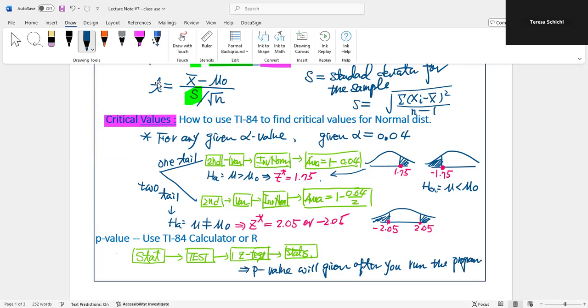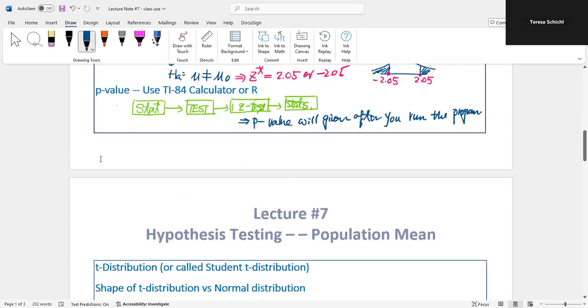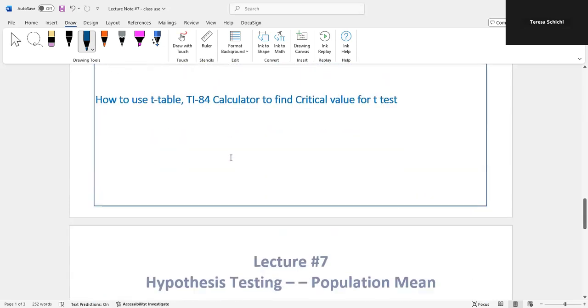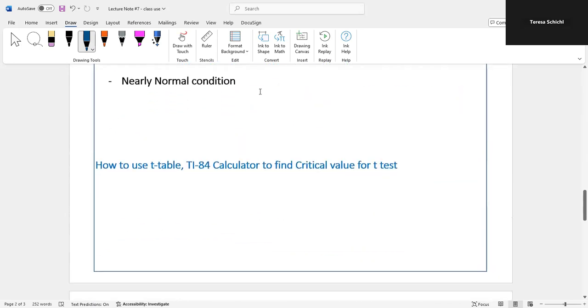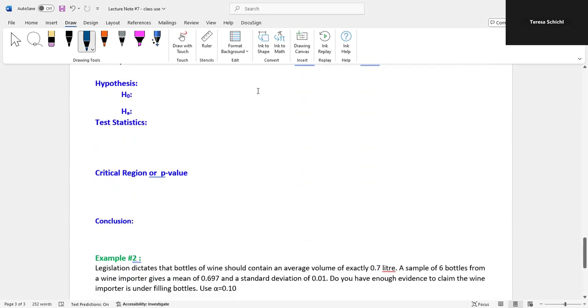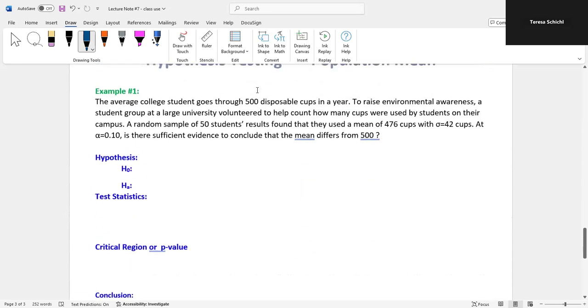Okay, so now I am going to go down to see the example we have and I'm going to show you how to use the TI calculators, right? Be careful, this is how to find the critical values here for the z-test. Afterward, my second video is going to talk about the t-tests. Okay, so now let's take a look at example number one.